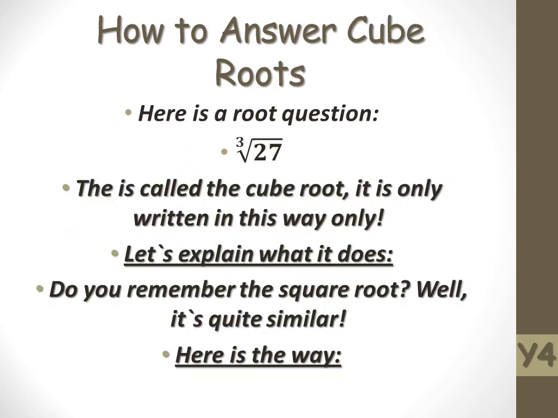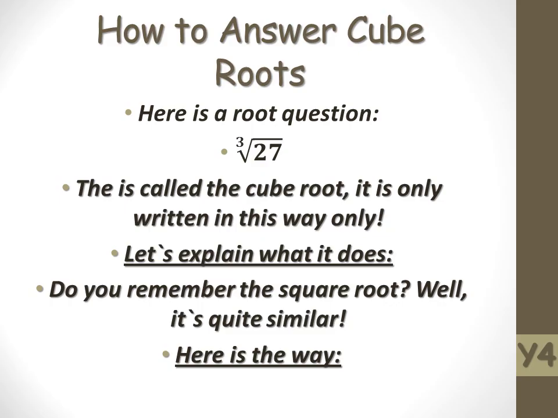How to answer cube roots? Well, we finished off square roots. What is a cube root? Well, a cube root is only written in one way, not like the square root. It's a root and above it a 3 to indicate it's the cube root, okay? Let's explain what it does.